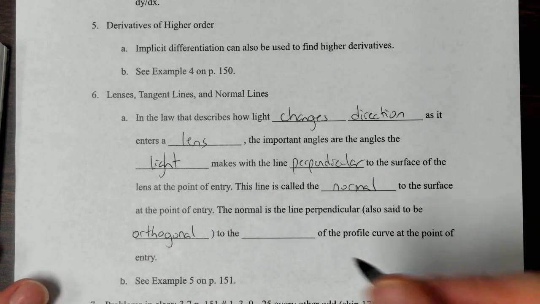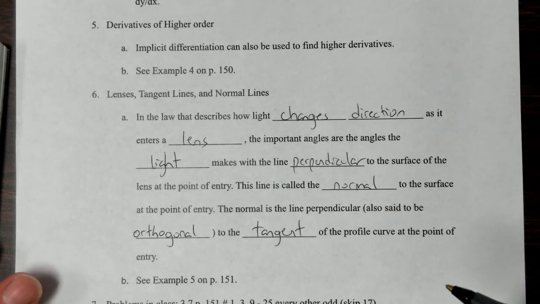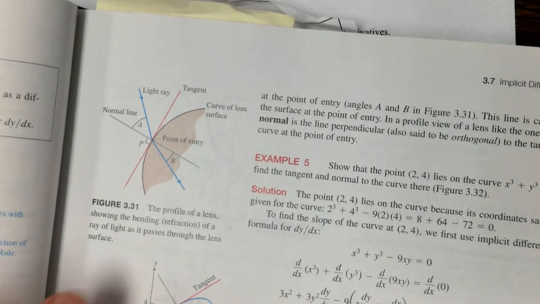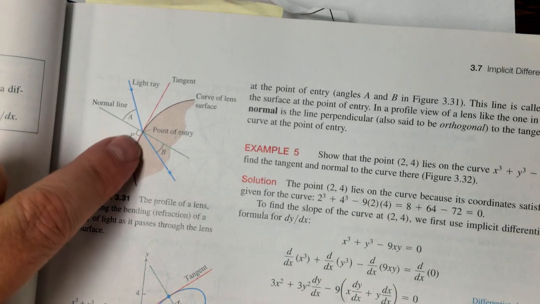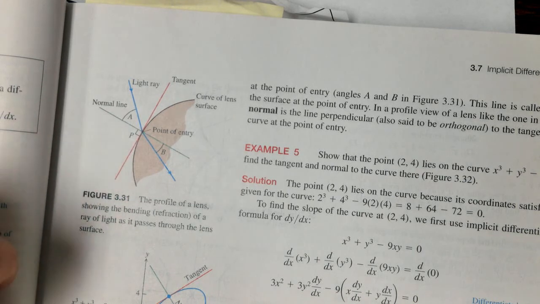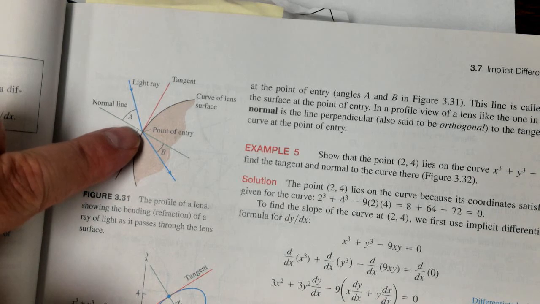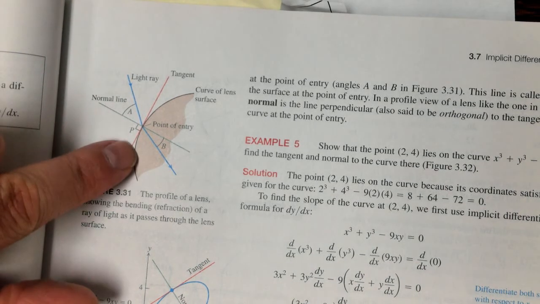To the tangent of the profile curve at the point of entry. See example 5. So here you have a lens, and the normal line is perpendicular at the point of tangency. Remember, a tangent line touches the point, the lens in this case, at one point. And there's your perpendicular line.